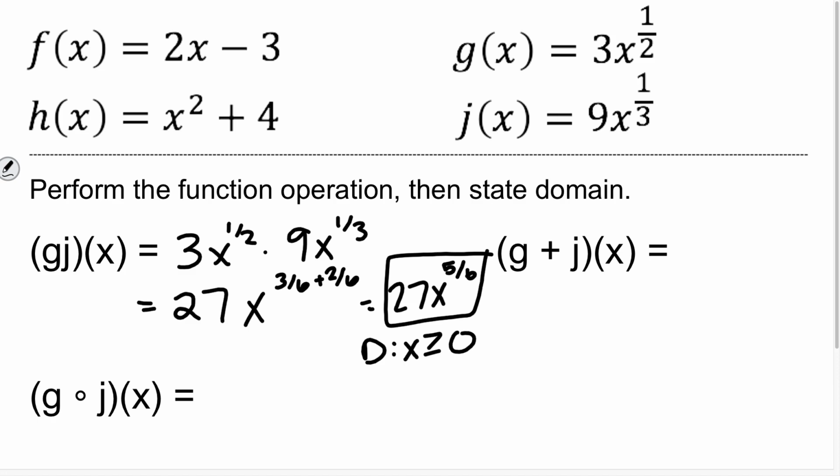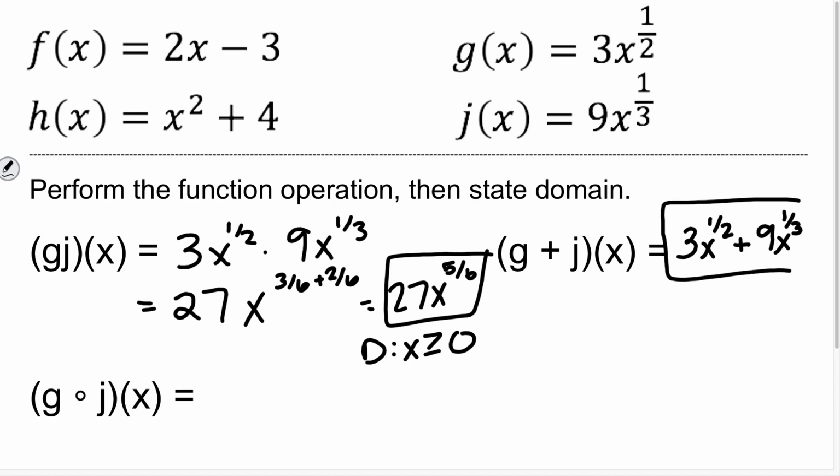All right, g plus j of x. So now we're going to add those two, right? 3x to the 1/2 plus 9x to the 1/3. Can you add those? No, in order to add stuff, doesn't everything have to be like terms? Like you can't add x squared and x. So you can't add things like x's with different exponents. Doesn't add. So this is as good as that one gets.